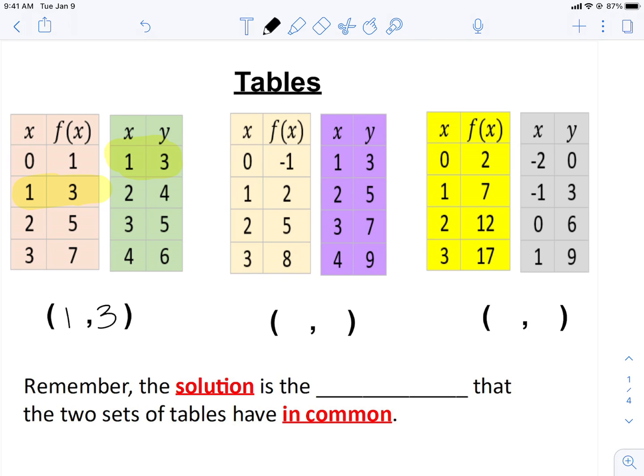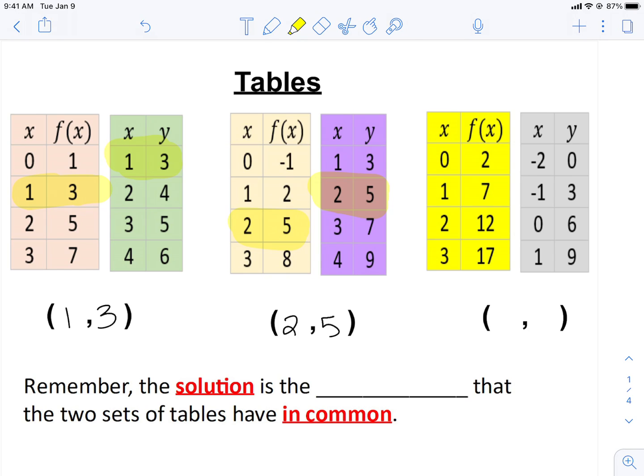Looking at the second one, again, I'm looking for the points that they have in common. I have (0, -1), but the second table does not have 0 as an x value. I have (1, 2), well, this one goes (1, 3). I have (2, 5) and (2, 5). So that looks like they're the same, which makes that my solution.